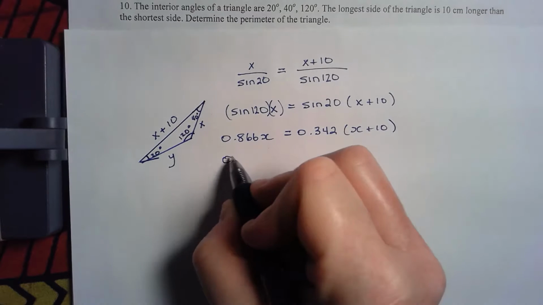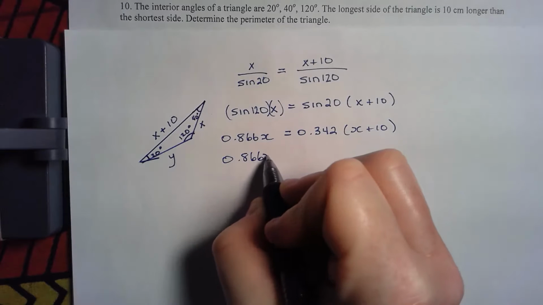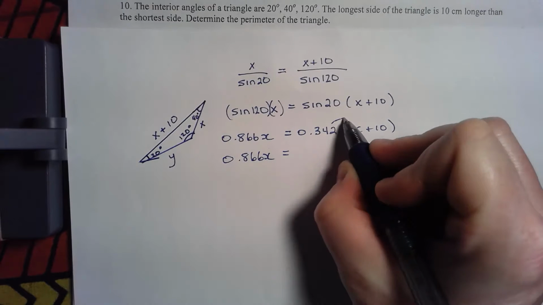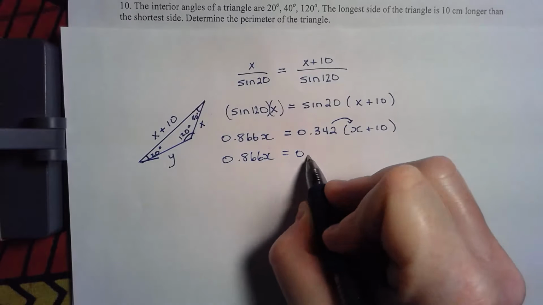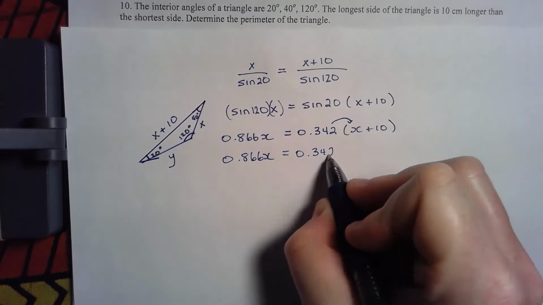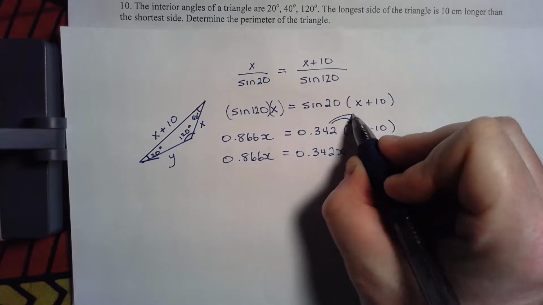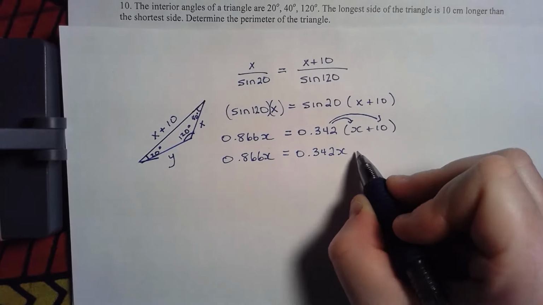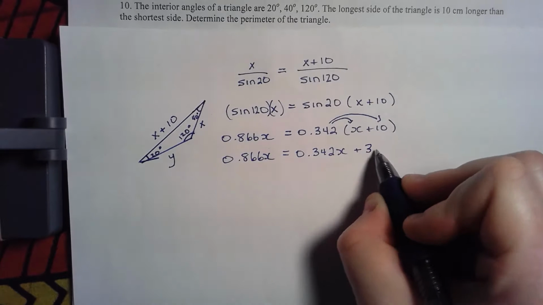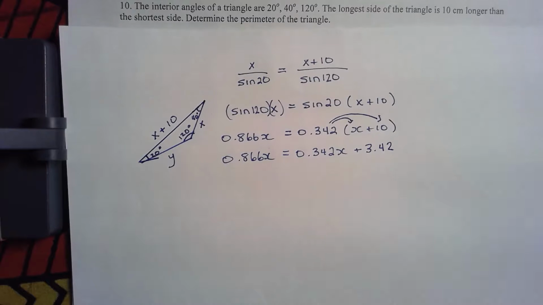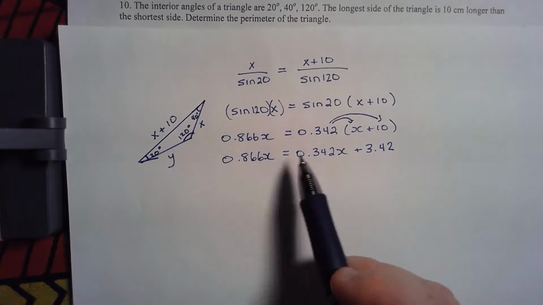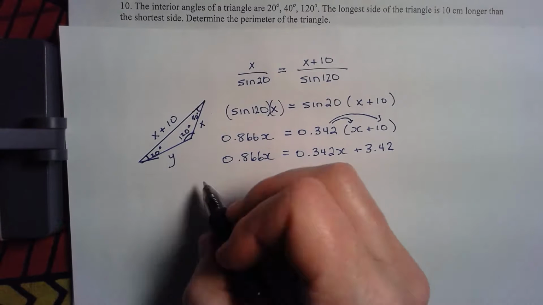So I have 0.866x is equal to, and so now I'm going to distribute this inside. So I have 0.342x, and then I'm also going to multiply it by 10. So that's going to be plus 3.42. So now I just have an equation with x's on two sides. So I'm going to take the x to the other side and solve.